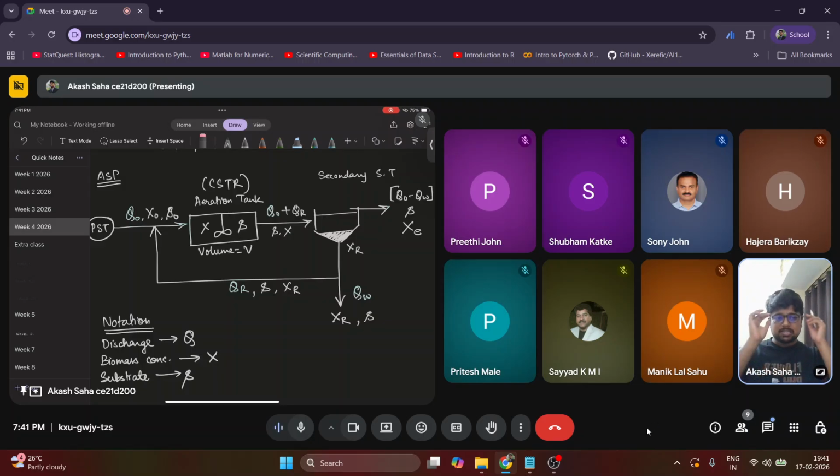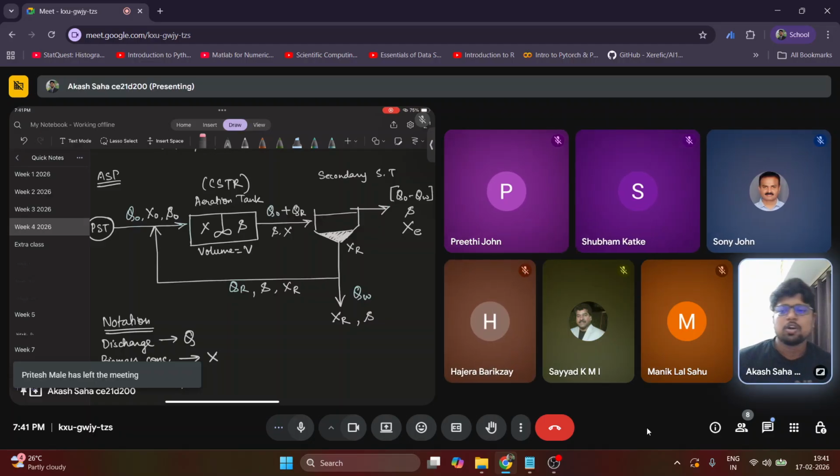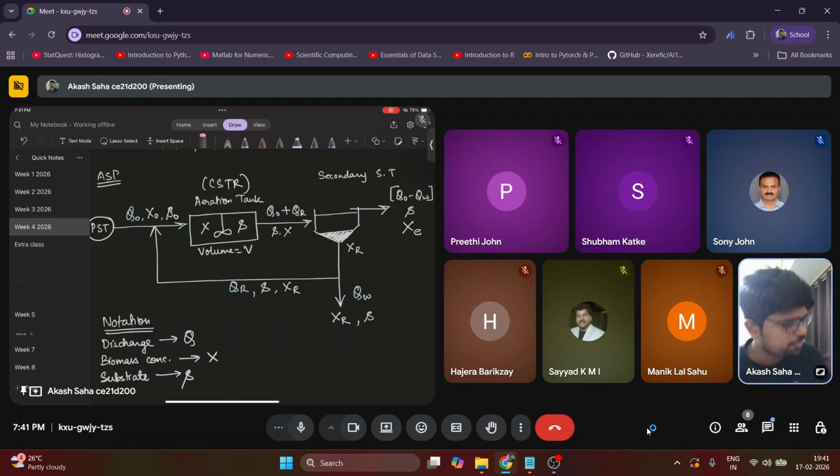Now we know there are several equations related to this activated sludge process. Those equations are nothing but the derivation of mass balance. I told you we have to do the mass balancing. Sometimes we will do the mass balance for the biomass, sometimes the mass balance of the substrate, and based on those equations only we are deriving those formulas. I will show you how we are doing it.